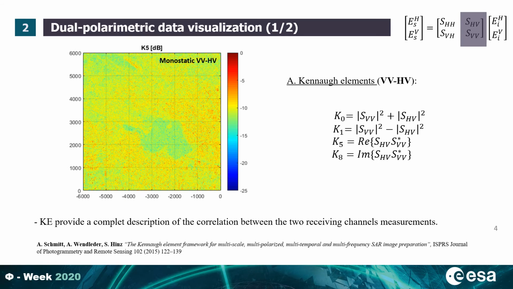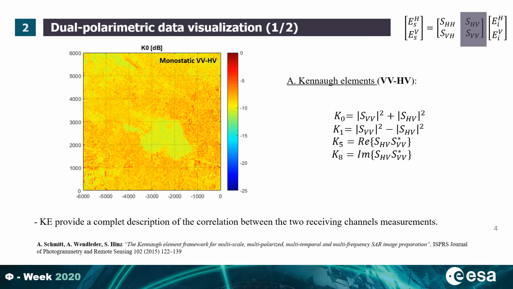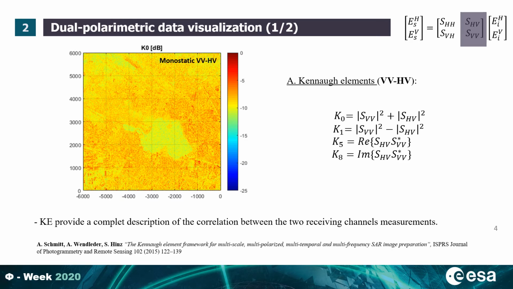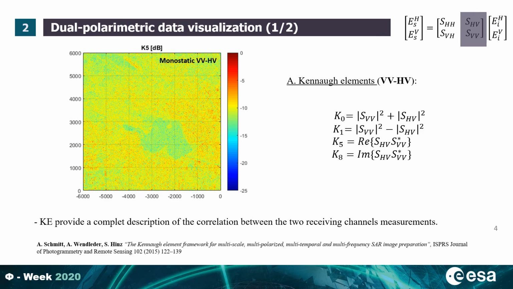The Kennaugh elements are intensity-based and present the power relationship as well as the correlation properties between the two measured elements of the scattering matrix. For the dual-pole monostatic images, which will be used in the processing stage, the Kennaugh elements representation on the screen is computed.